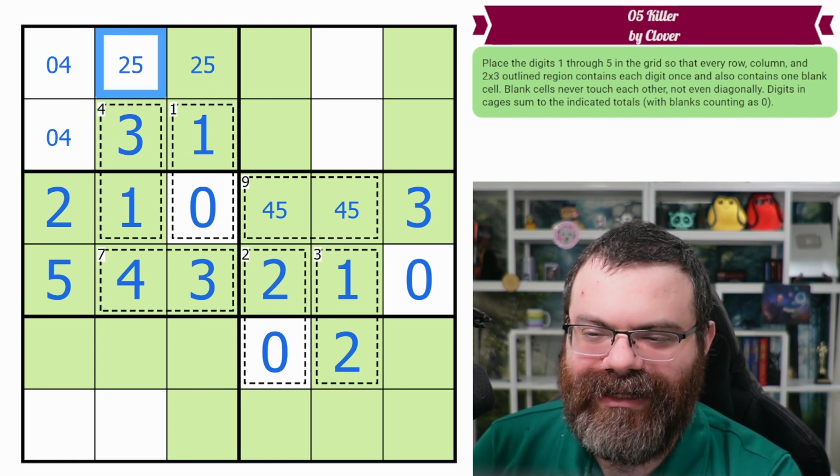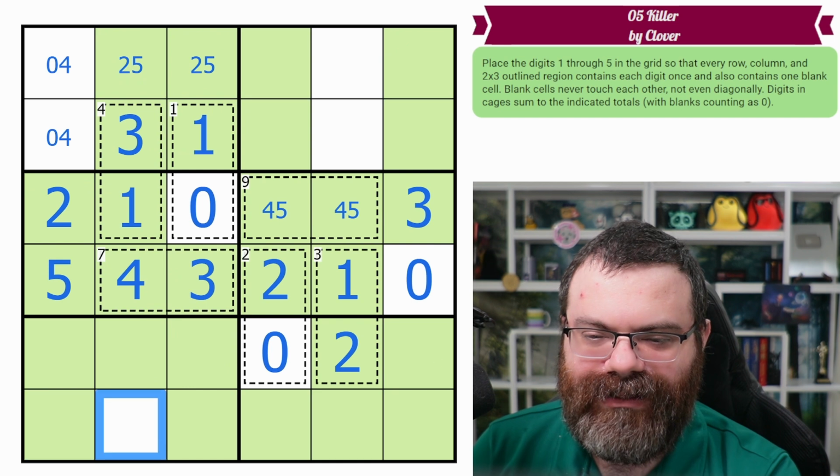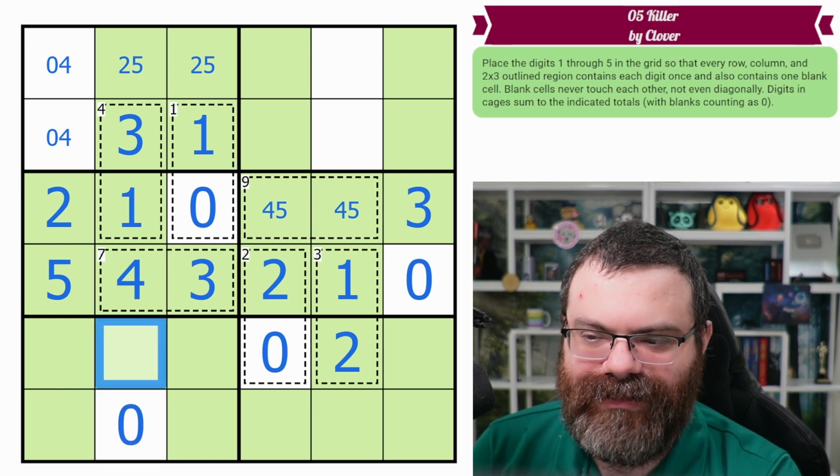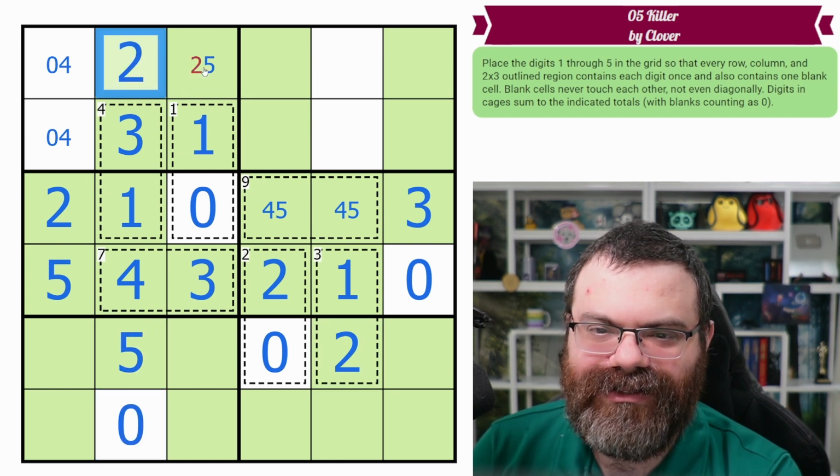So if the 0's over here, it's not here, right? Not here, it's not here. So this is our 0 for this box, leaving a 2 or 5. This is the 5. This is the 2 and the 5.